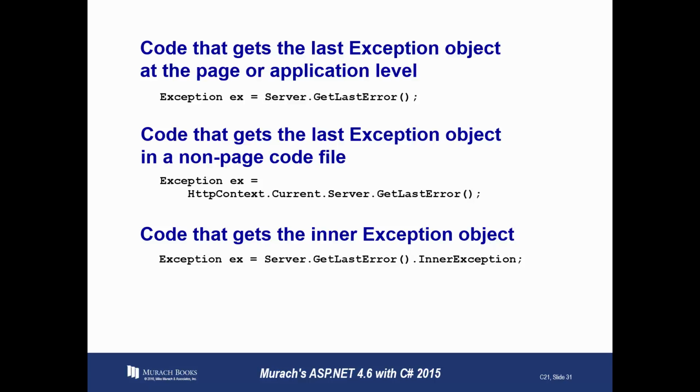The next example shows how to access the server object in a file other than a code behind file or other than a global ASAX file. In this case, you'll need to use the server property of the HTTP context object for the current request to access the server object. In some cases, additional exceptions can be thrown. In that case, a second exception object is created. And that's what's shown in the last example here.